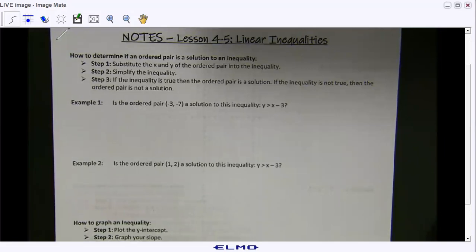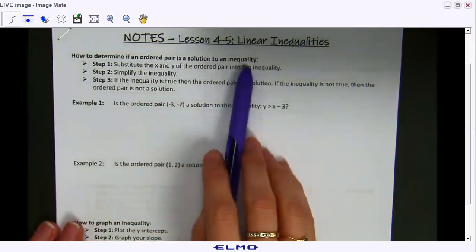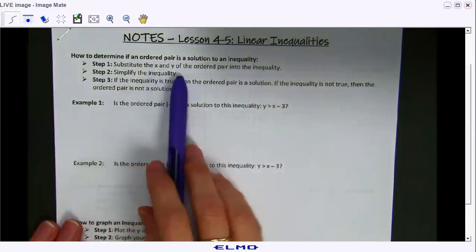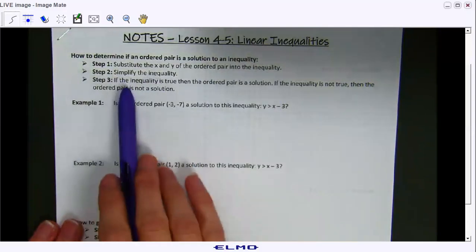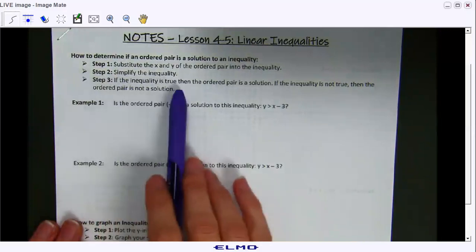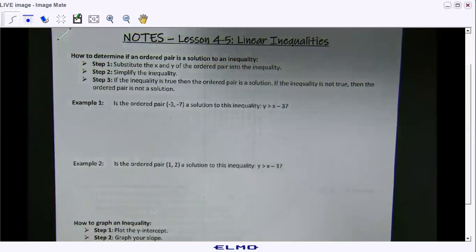Before we do, though, there are a couple of problems in your homework where you have to check a solution to an inequality. And so our first two examples on our notes are just a refresher on how to do that. So how to determine if an ordered pair is a solution to an inequality. You substitute the x and y of the ordered pair into the inequality. You simplify the inequality, and check if the inequality is true. If it is, then the ordered pair is a solution. Okay, so let's go ahead and practice that.